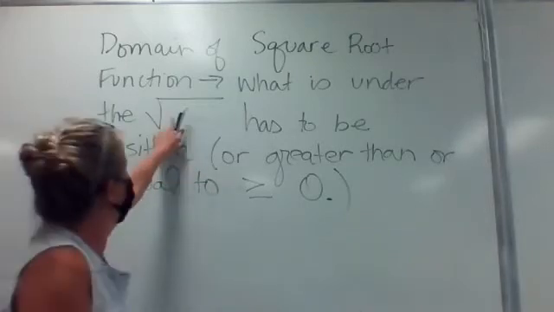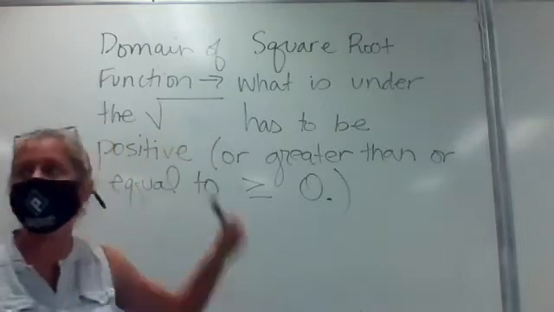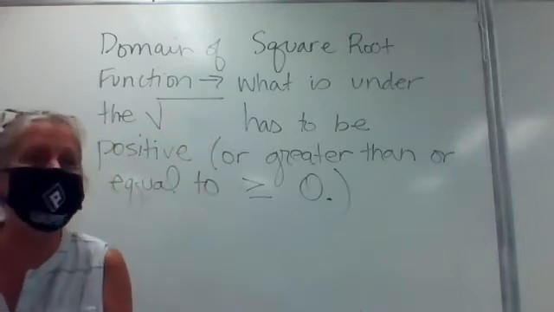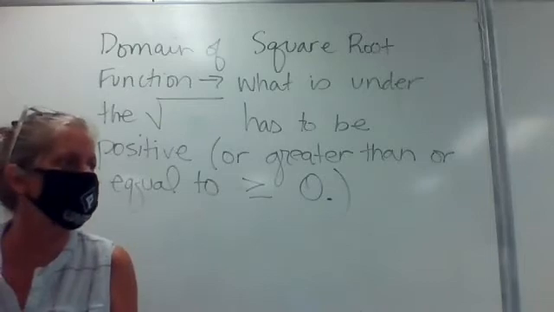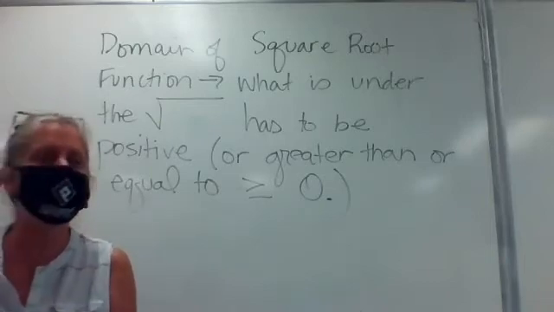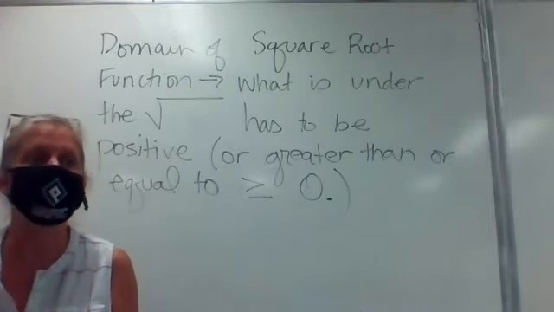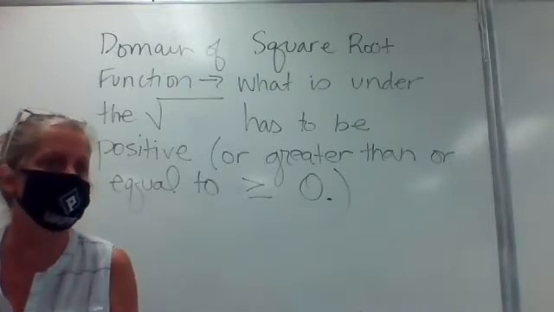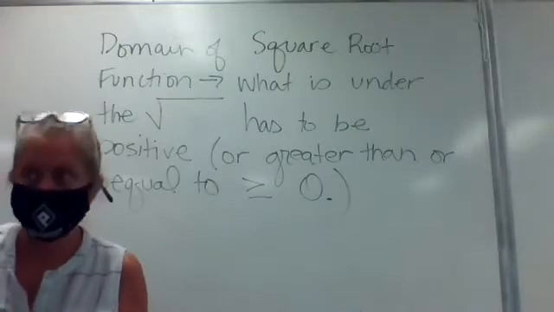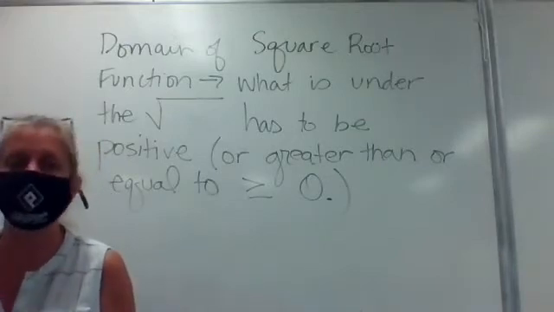Because if what's underneath here turns negative, what happens? It turns into an i, right? If you have an i, where are you going to plot points for that? You're not, right? It's actually going to give you an error message in your calculator for anything that turns what's underneath the square root negative.